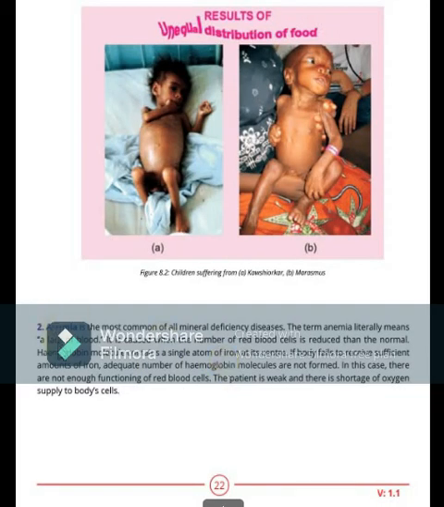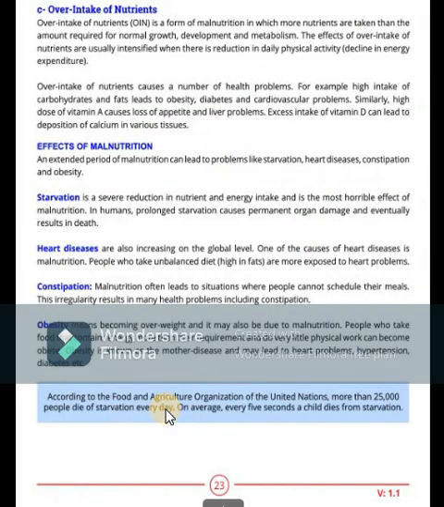The next one is anemia. Anemia is the most common of all mineral deficiency diseases, and the term anemia literally means a lack of blood. It is caused when the number of red blood cells is reduced. A normal hemoglobin molecule contains a single atom of iron at its center. If the body fails to receive a sufficient amount of iron, an adequate number of hemoglobin molecules are not formed. In this case, there are not enough functioning red blood cells, the patient is weak, and there is a shortage of oxygen supply to the body.